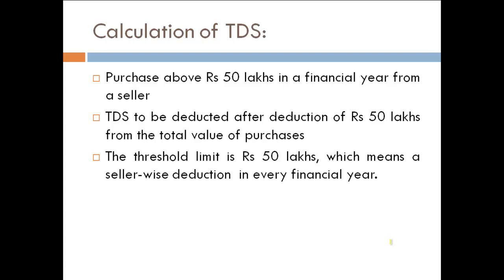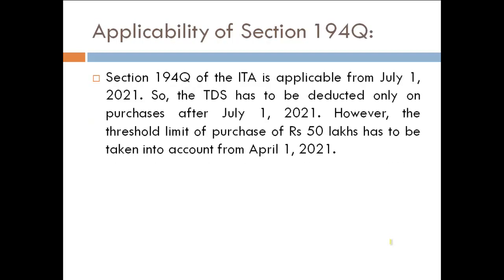Calculation of TDS: purchase above rupees 50 lakhs in a financial year from a seller. TDS to be deducted after deduction of rupees 50 lakhs from the total value of purchases. The threshold limit is rupees 50 lakhs, which means a seller-wise deduction in every financial year.